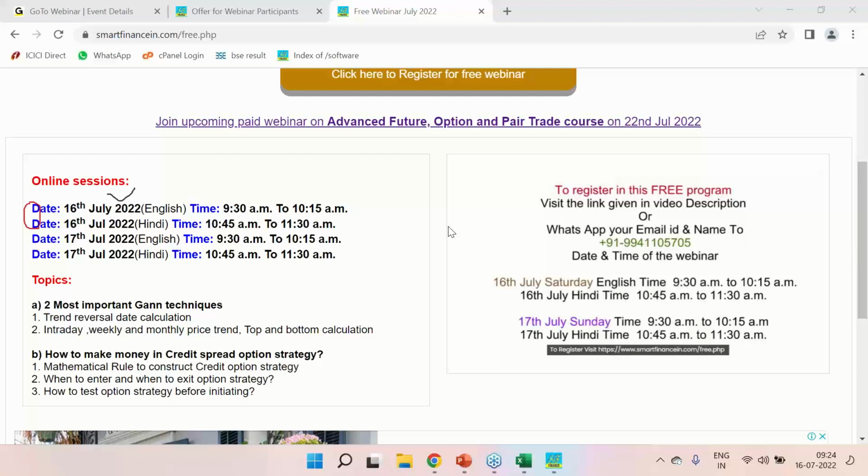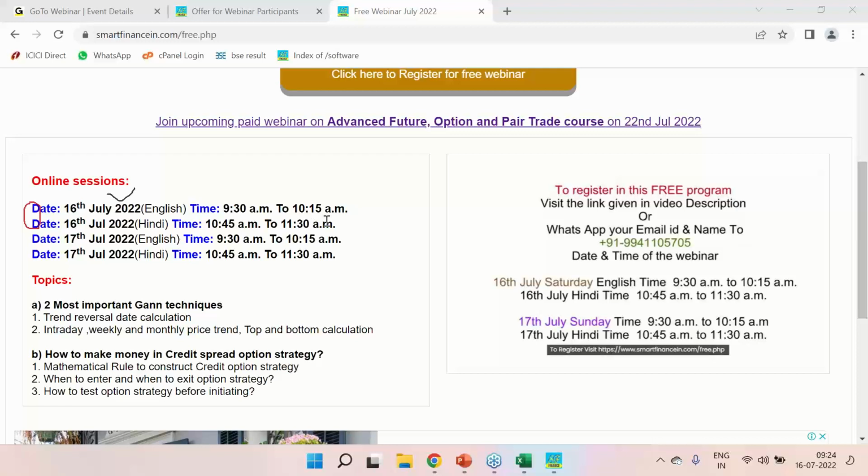These two-day sessions will be there, and it will be two sessions in a day. There are no restrictions. You can join both the English and Hindi sessions. English session is in the morning, 9:30 to 10:15, 45 minutes. Again the Hindi session, after a gap of half an hour, 10:45 to 11:30.